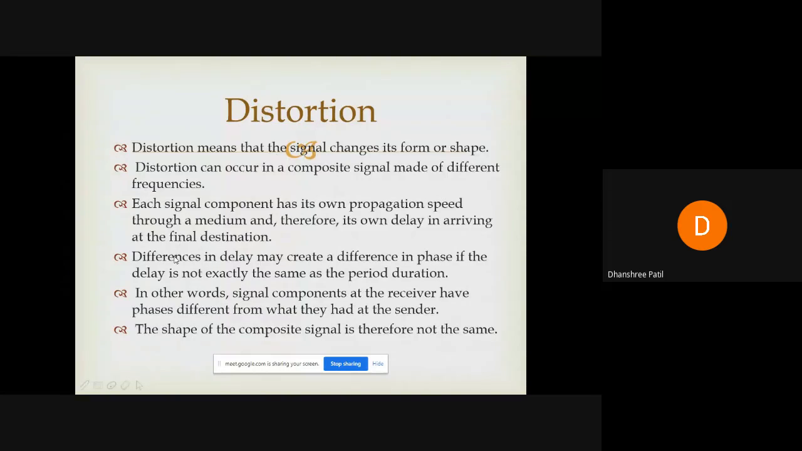So differences in delay may create differences in shape if the delay is not exactly the same as the period duration. Okay, so whatever I have explained. So differences in the delay. Delay means what? The time taken. May create differences in phase if the delay is not exactly the same as the period duration.